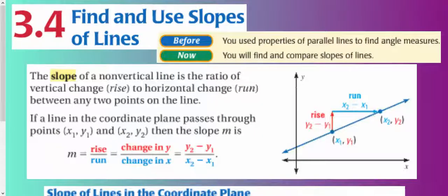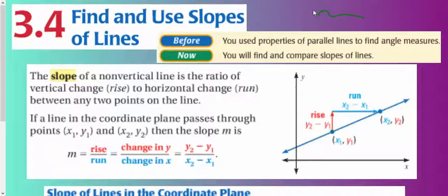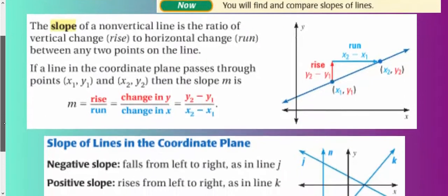Okay, so 3.4 goes a complete other way. We've been working with proving lines are parallel or working with transversals. This goes back to algebra. So 3.4 is basically a lot of review for you guys. We've seen most of this either this year or last year. We're going to start with slope. This should be familiar here.